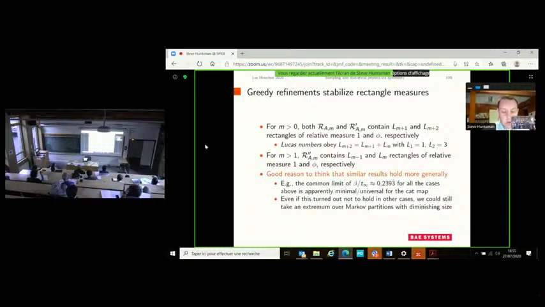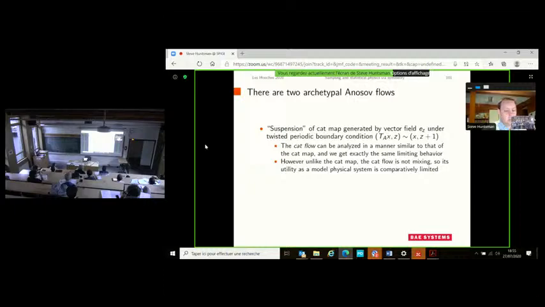And there's good reason to think that this is more general. If you wanted, you could take the extremum over every Markov partition, and then you could get a unique number for this beta divided by t infinity. So that's maps. Let's look at flows. You could take this cat map and suspend it and get a flow. That turns out to be not very interesting physically.